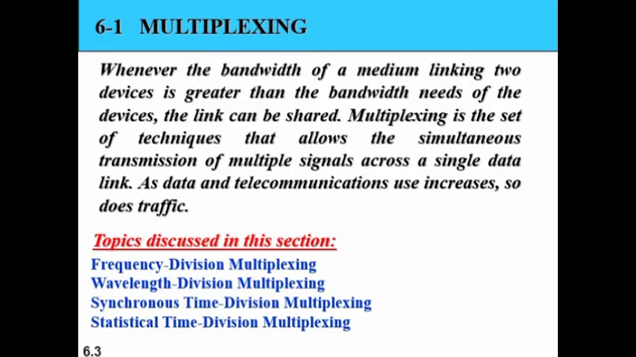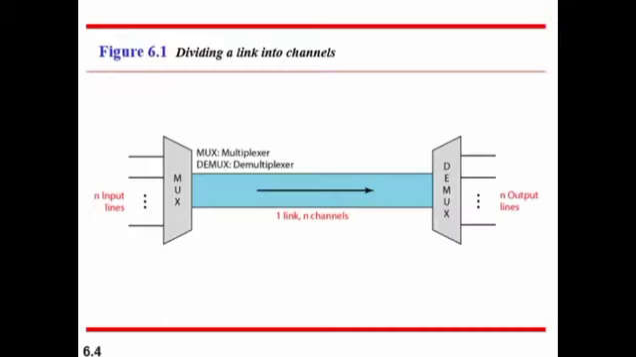First, this is an example where we are having some input lines from here. Here we are having the mux and here we are having the demux, right? So multiple signals are going through the one link. This mux is generating a single link, and then this demux is again spreading it into the multiple lines, right? So this is how multiplexing works.